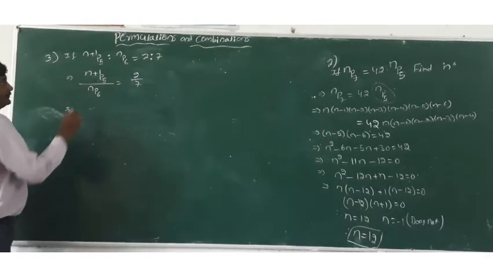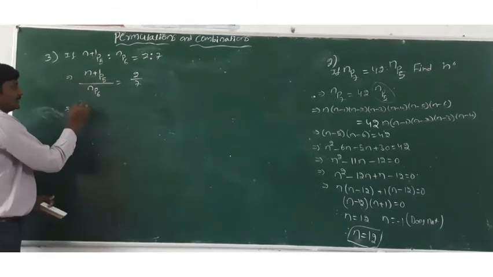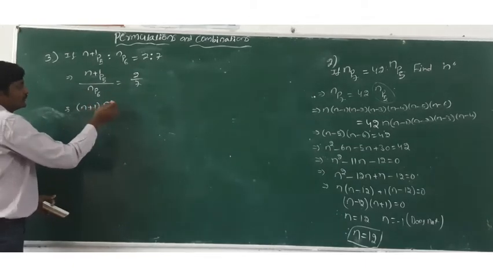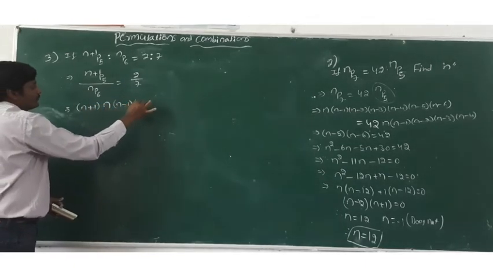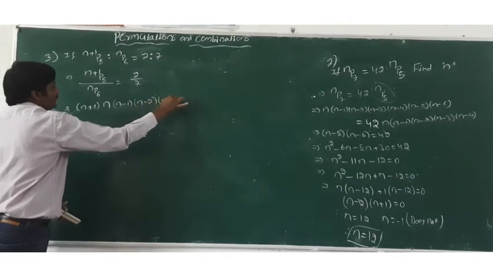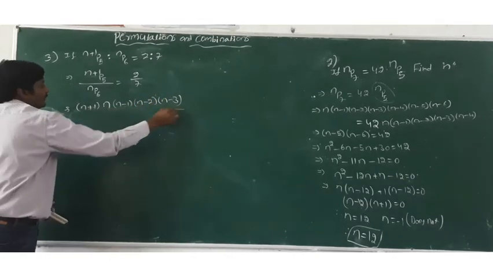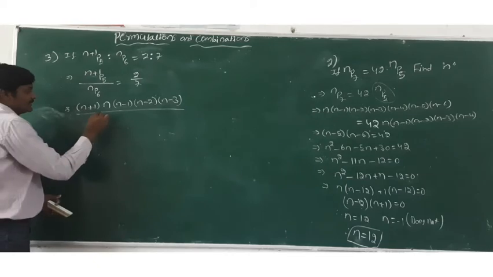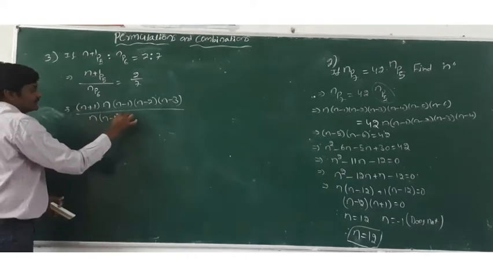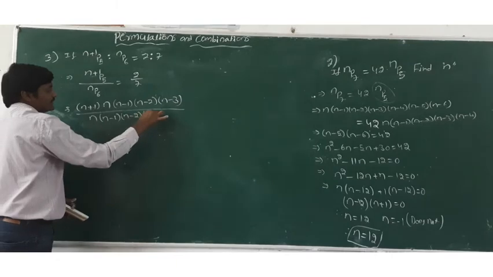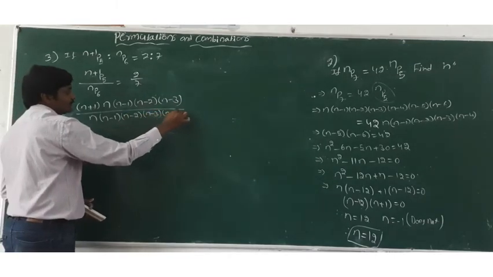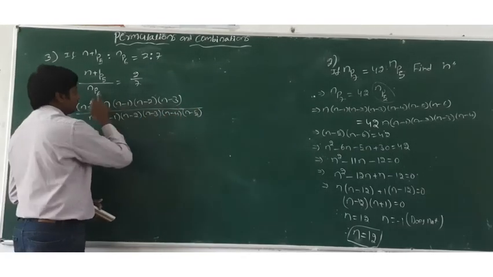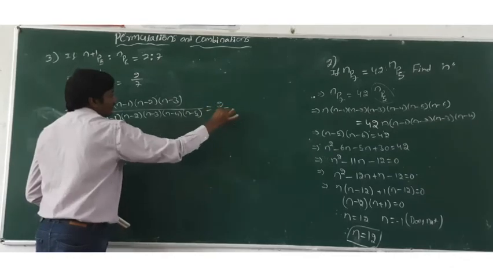n plus 1 P5 means starting with n plus 1, write down the 5 consecutive terms: 1, 2, 3, 4, 5, divided by nP6. nP6 means starting with n, write down the 6 consecutive terms: n, n minus 1, n minus 2, n minus 3, next n minus 4, next n minus 5. That is 1, 2, 3, 4, 5, 6, is equal to 2 by 7.